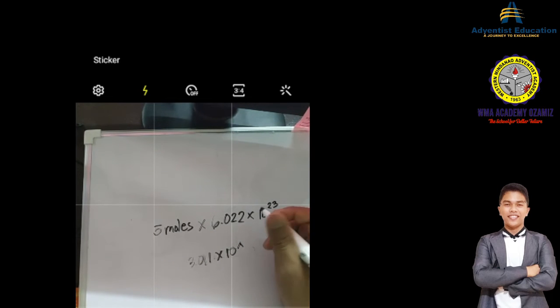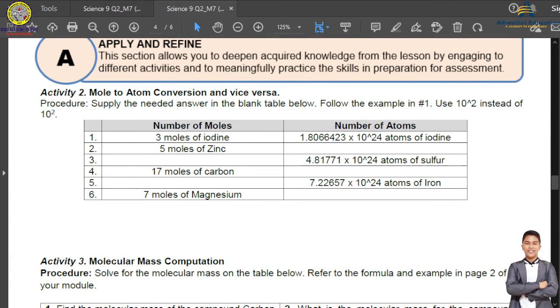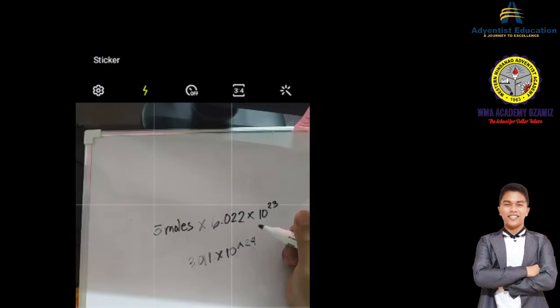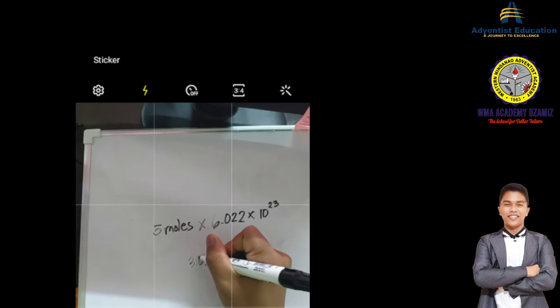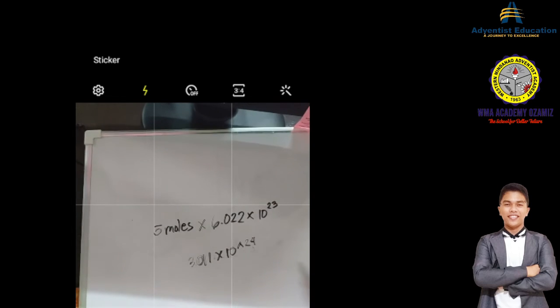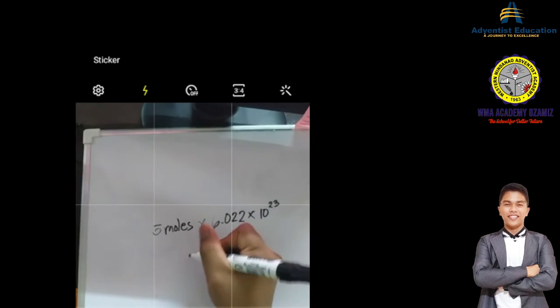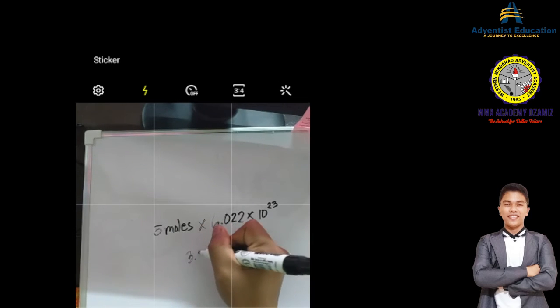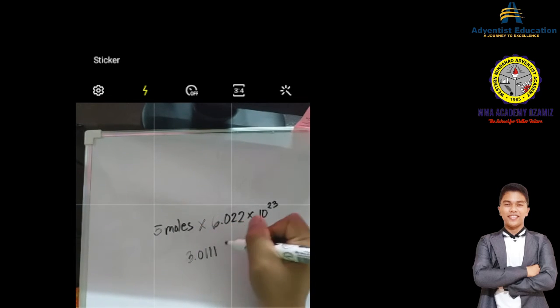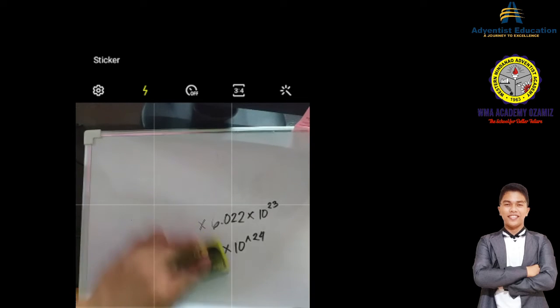Okay, so what's the instruction? And the number, you just use this one, 24. Okay, so that is how you are going to write your answer in number 2. Okay, so I will make it clear. 3.0111 times 10 to the 24. Okay, so we have now the answer for number 1.